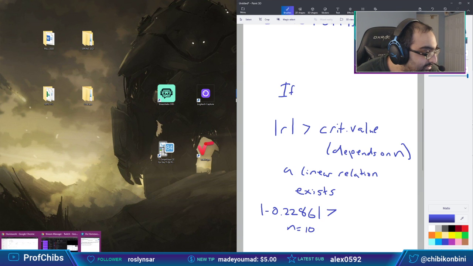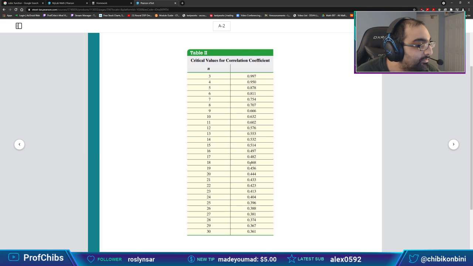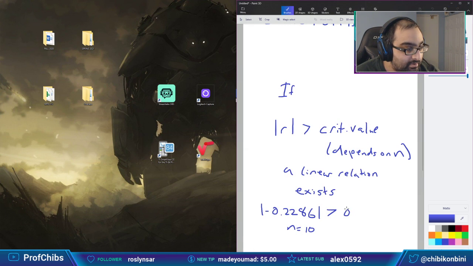Just a second here. No, I didn't put the table away. Oh, there it is. Okay. So with n equal to 10, our critical value is 0.632. So let's ask ourselves, is the absolute value of negative 0.2286 bigger than 0.632?